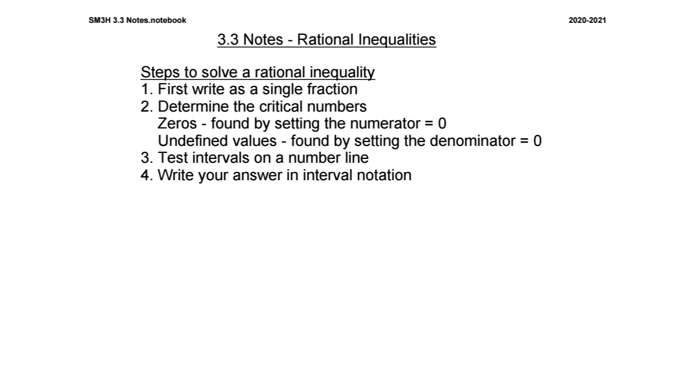Our critical numbers are the zeros, which are found by setting the numerator equal to 0, and undefined values found by setting the denominator equal to 0. Pause the video and write these down.